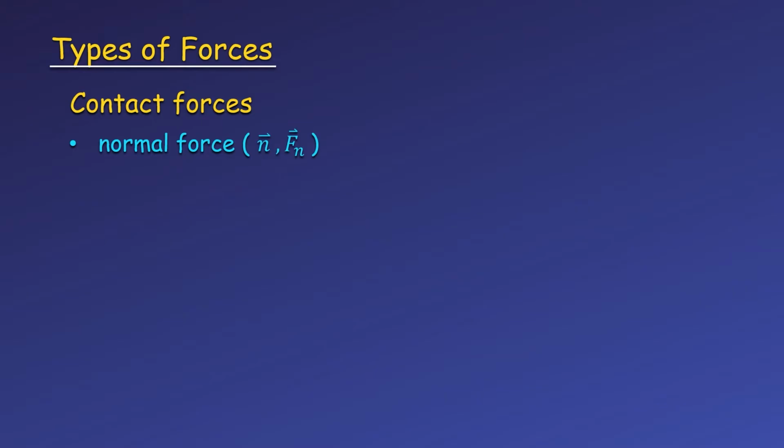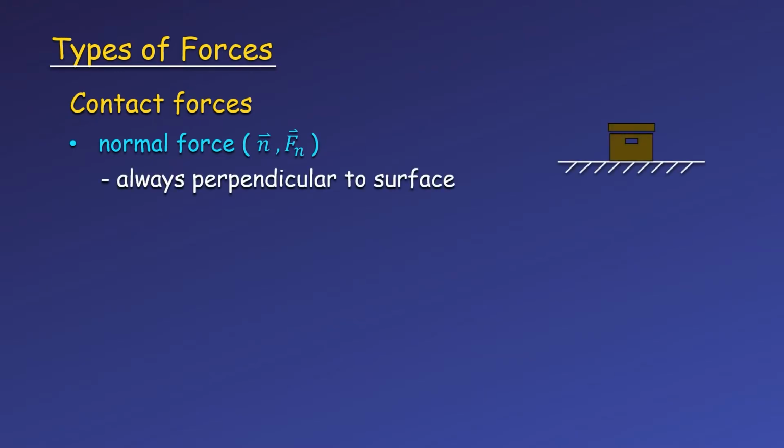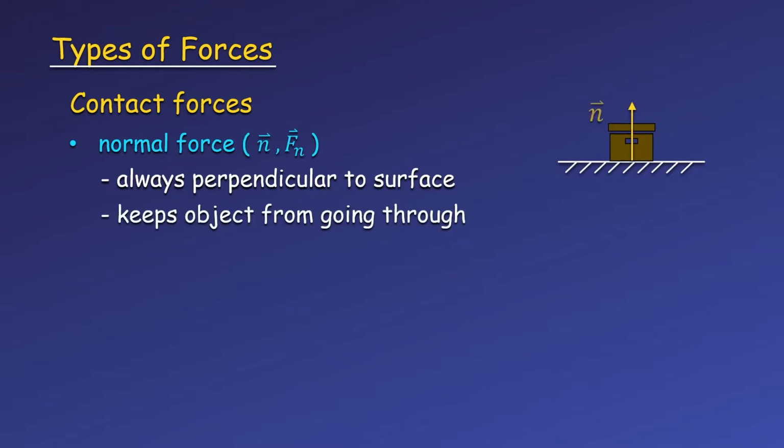Sometimes it is also written with a capital F and a subscript n. We try to avoid using capital N since the unit of force is a Newton, which is abbreviated with a capital N. The normal force arises when an object is against a surface, and this force is always perpendicular to the surface. We can think of this as the force that keeps an object from going through the surface.